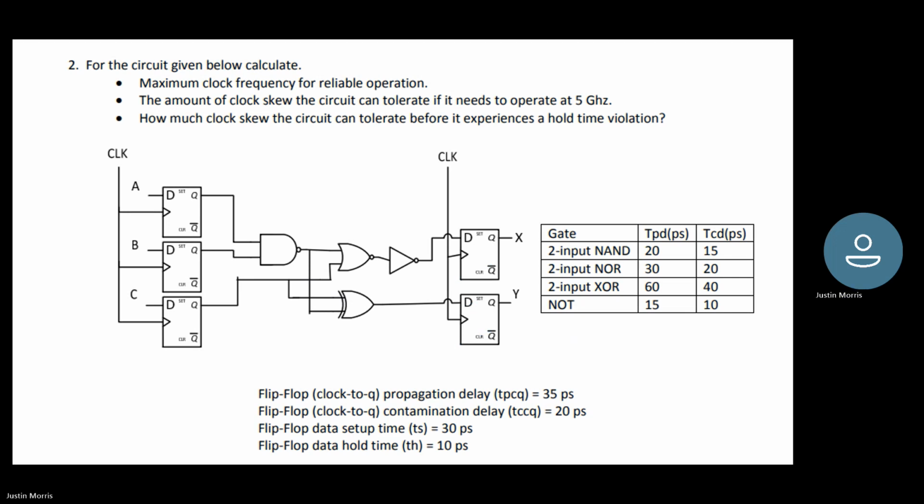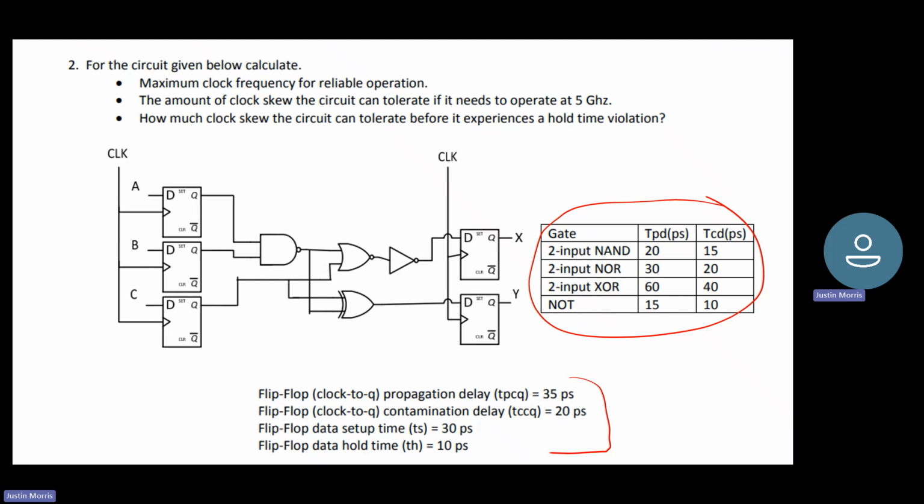All right. So here is an example. It gives us these things. We want to calculate what is the maximum clock frequency for reliable operation. And then what is the amount of clock skew the circuit can tolerate if it needs to operate at 5 gigahertz? And then how much clock skew the circuit can tolerate before it experiences a hold time violation. And then it gives us the timing for the different gates as well as the flip-flops.